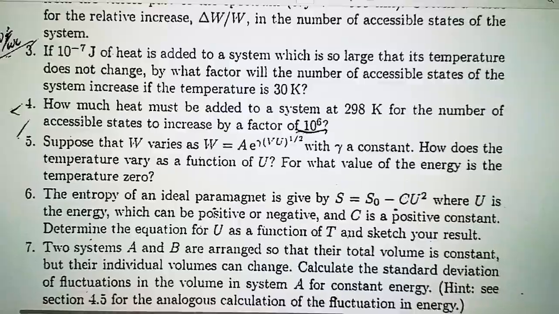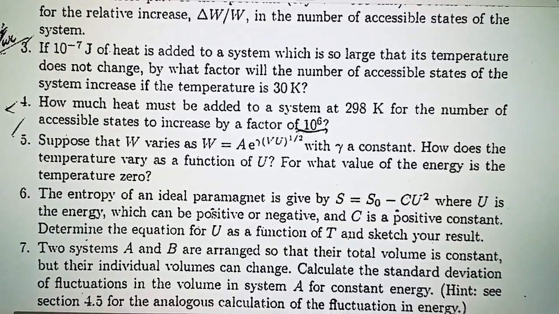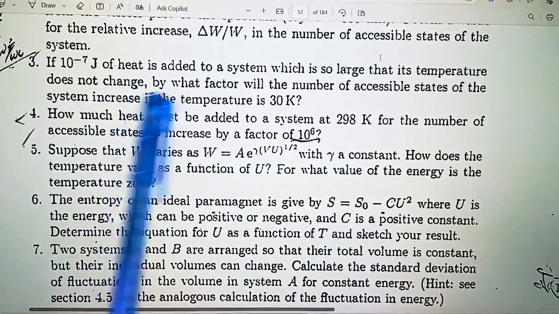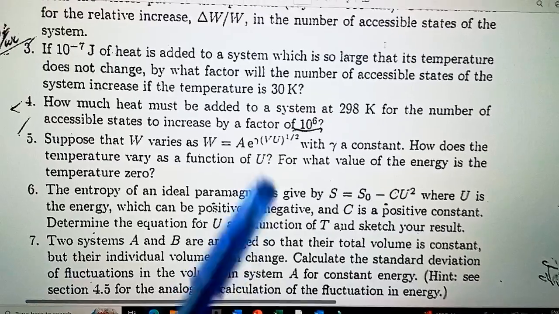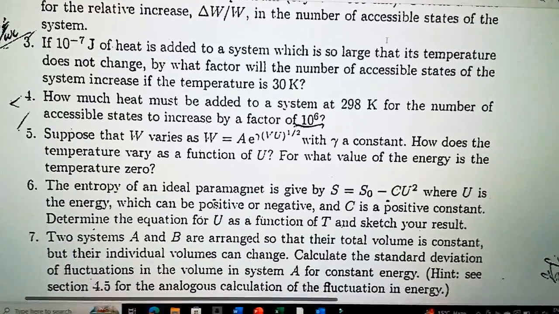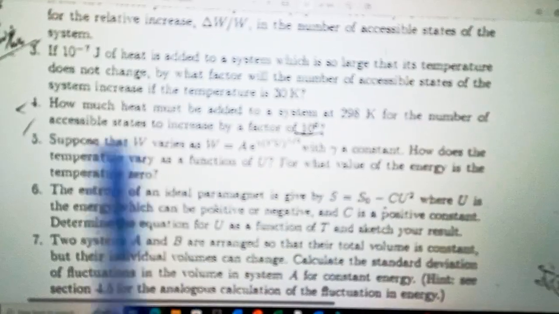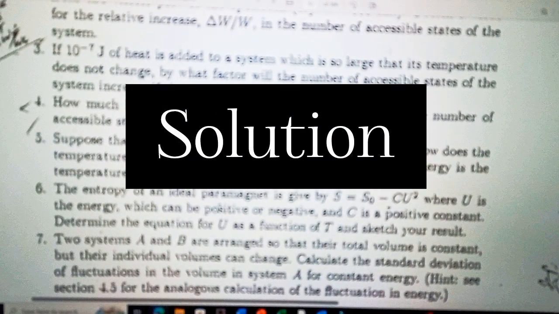And what we have to find out is the amount of heat that has to be added to make this effect. If you are wondering what concept relates to this problem, then the concept that discusses the number of accessible states, heat and temperature is entropy, and we'll see how entropy and its formula will help us to find out the heat that must be added. Okay, so let's do that.